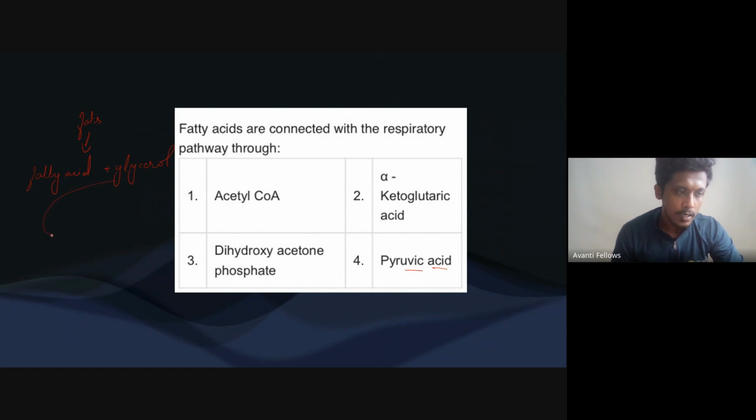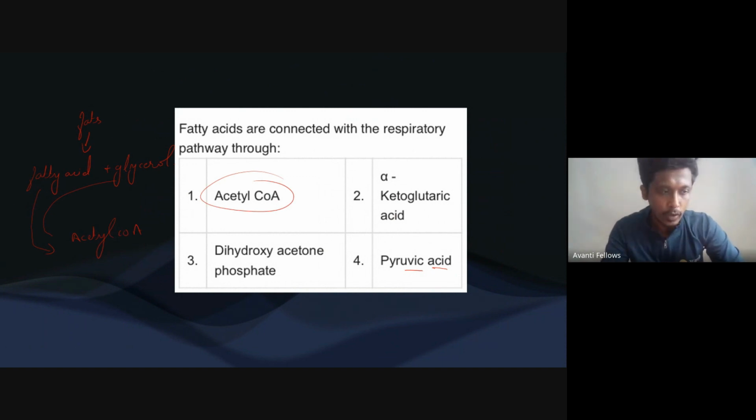This glycerol or fatty acid is eventually converted into acetyl CoA. Now, this acetyl CoA becomes the connection link to the respiratory pathway. Acetyl CoA goes into the Krebs cycle, and you know what happens in the Krebs cycle, and then it comes to the electron transport chain. Sometimes the glycerol is converted into dihydroxyacetone phosphate, and again it is converted into glyceraldehyde 3 phosphate. Eventually, it has to come to this acetyl CoA itself. So our answer for the fatty acid connecting to our respiratory pathway is through acetyl CoA.